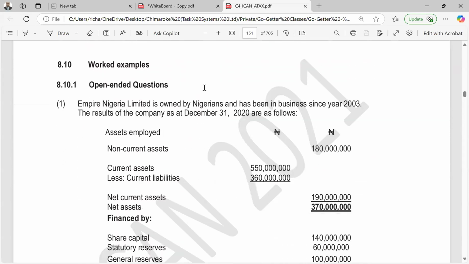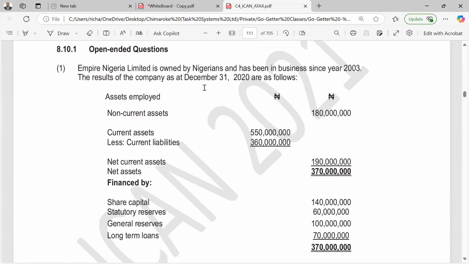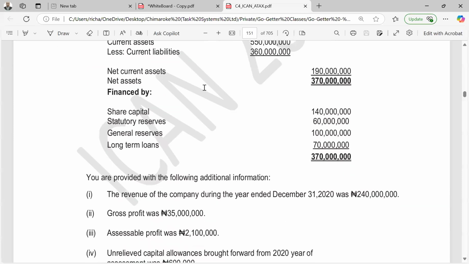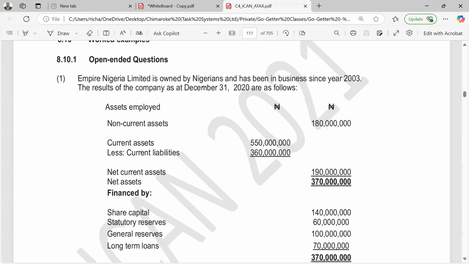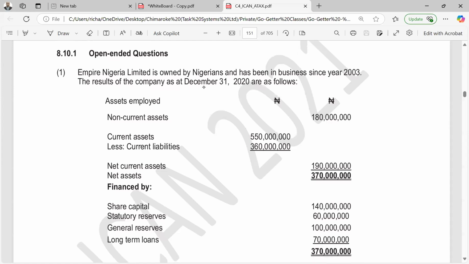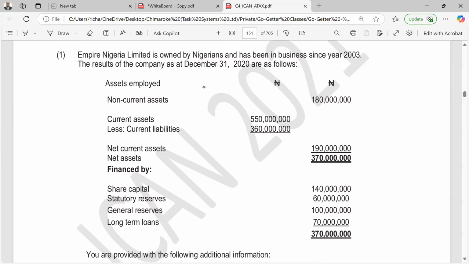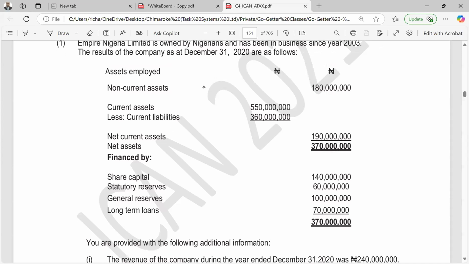So I would like you to do these open-ended questions, look at the solutions. If you do not understand the solutions, feel free to revert back to me so that we can discuss it. With that, we come to the end of today's class. It has been an eventful class with some calculations, and I'll be happy if you unmute your mic now, if possible, and ask your questions.